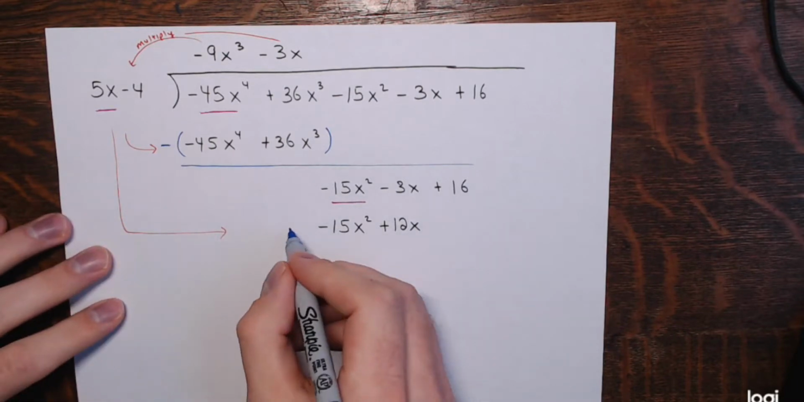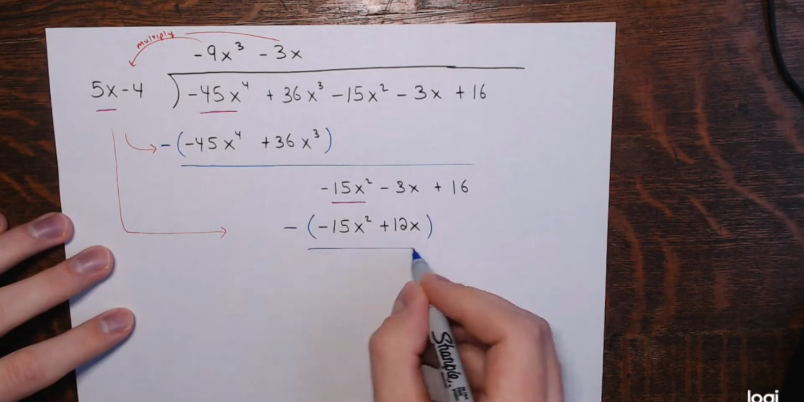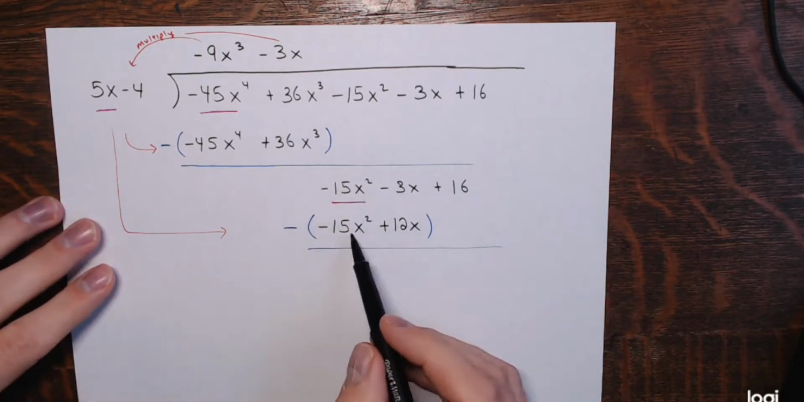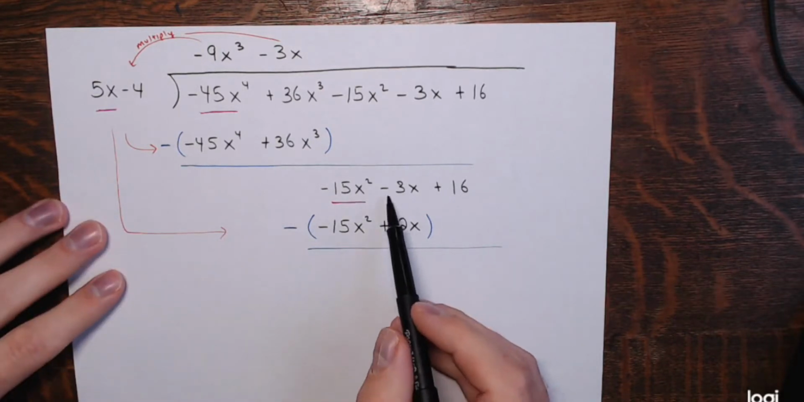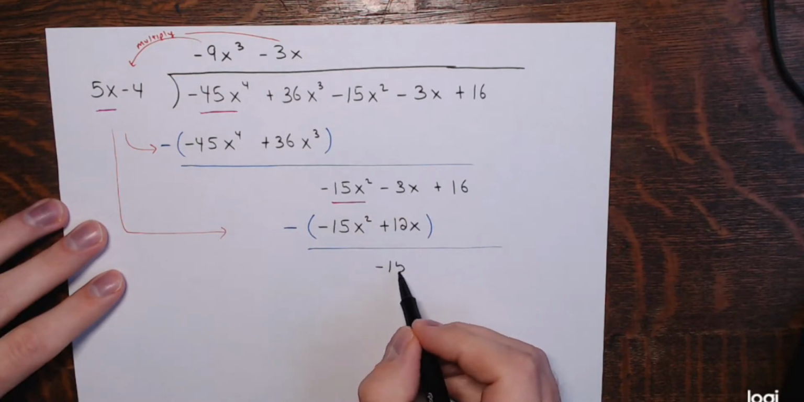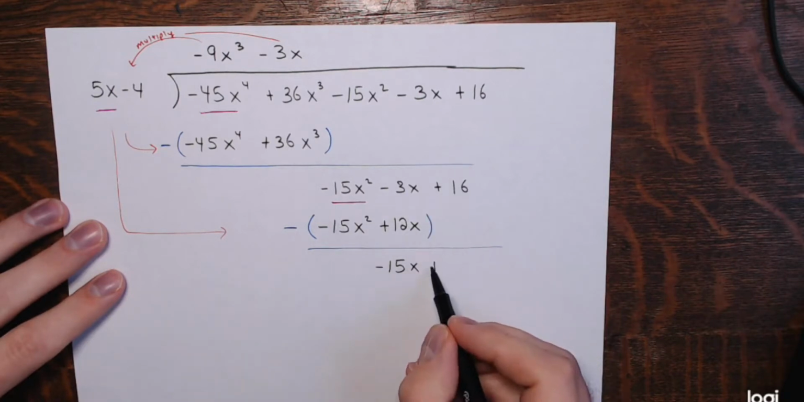And now we subtract, right? So big minus and then parentheses, right? Make sure you're subtracting every term, right? Or distribute the negative if you want. First term should be gone, right? And then negative 3x minus 12x would be negative 15x. And then 16 minus nothing is 16. You drop the plus 16.